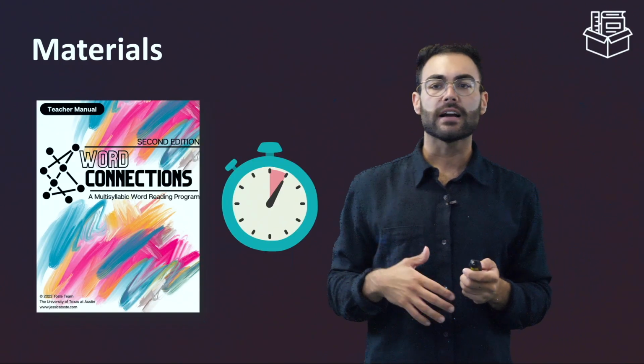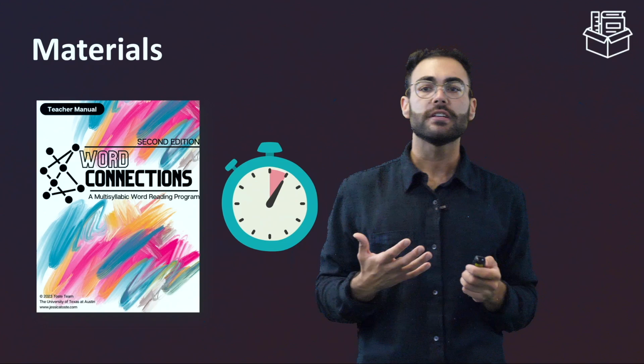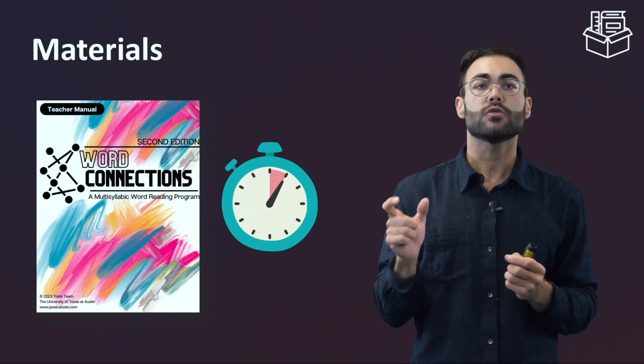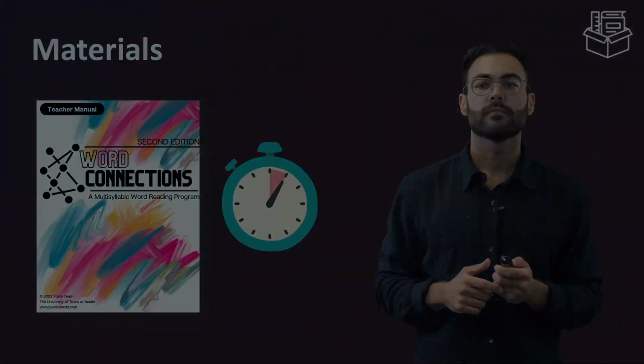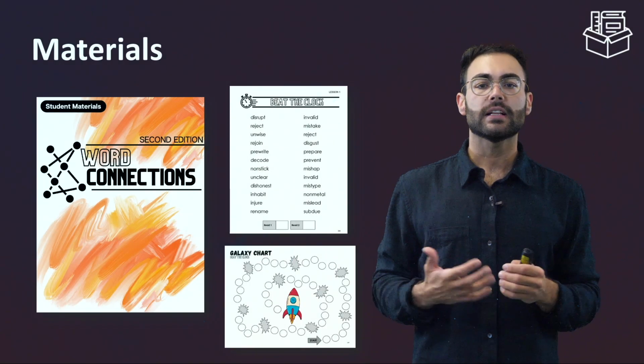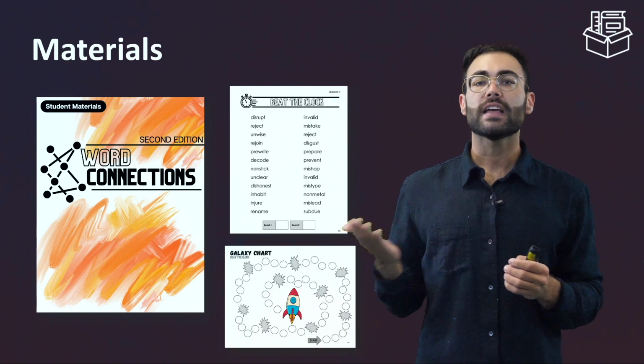The materials for Beat the Clock in the teacher's manual will include the scripting for each lesson, and teachers will also need a timer to time students reading each word list for Beat the Clock. Materials for students can be found in the student materials booklet. This is the Beat the Clock word list for each lesson, and also the galaxy chart.